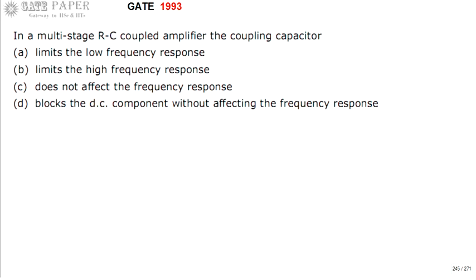In a multi-stage RC coupled amplifier, the coupling capacitor: A, limits the low frequency response; B, limits the high frequency response; C, doesn't affect the frequency response; D, blocks the DC component without affecting the frequency response.